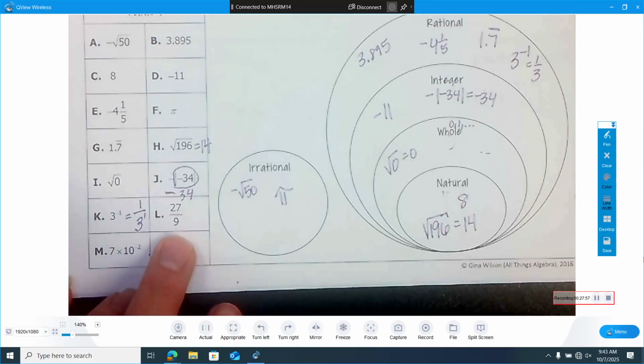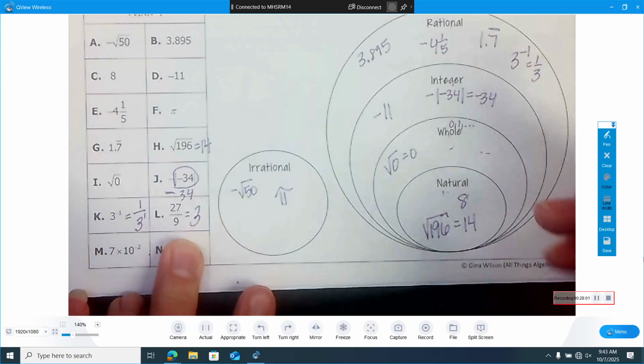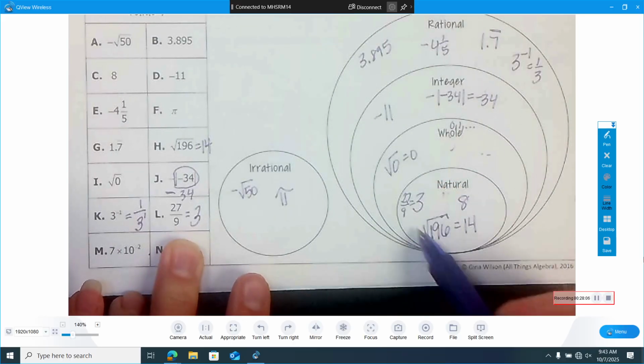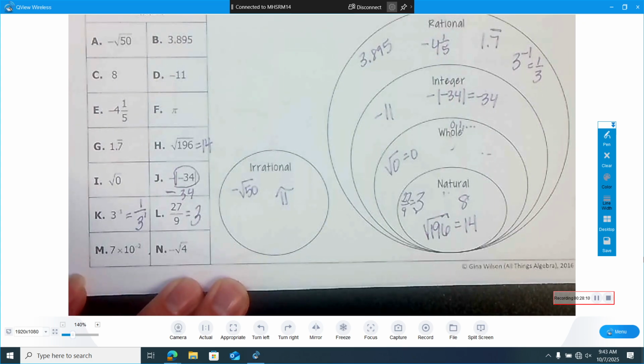What is 27 over 9? It is just 3. Where does that belong first? Natural numbers. 27 over 9 is really 3. That's where it first appears. It means it's in all of those bigger than it.